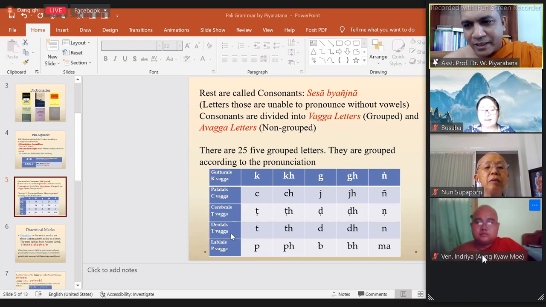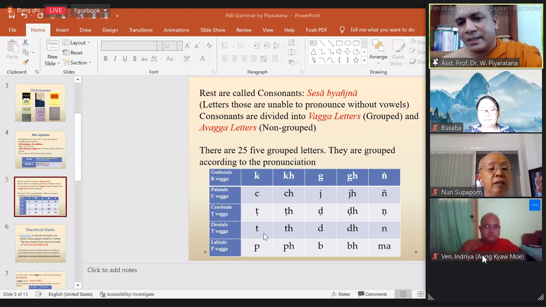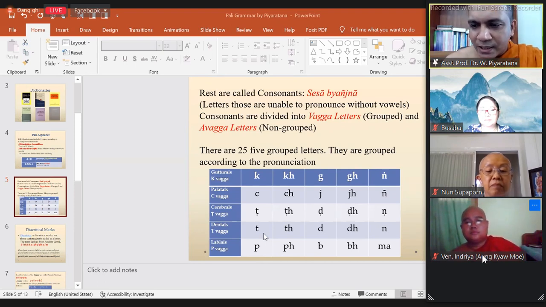These five letters, this group we call vagga. In Pali we call danta ja, because something is happening between our tongue and the teeth. Therefore they call danta ja.